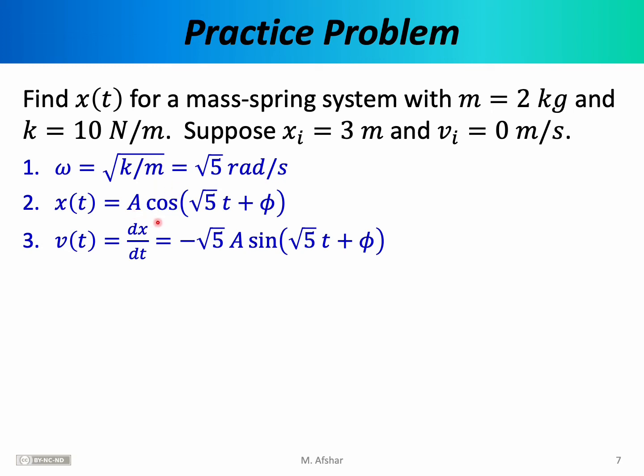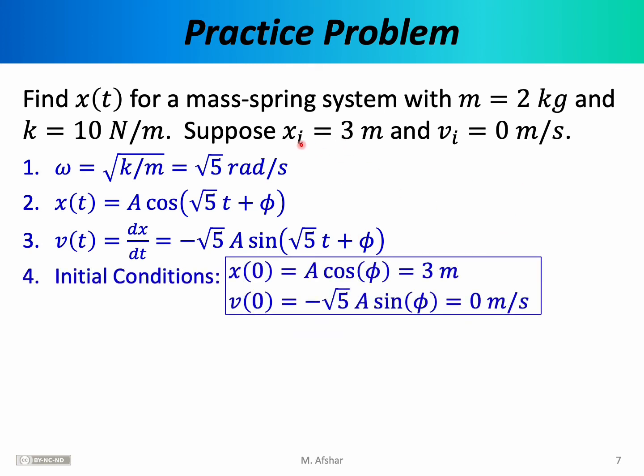Recall that the derivative of cosine is minus sine, but of course you also need to take the derivative of the argument, so you get a rad 5 out here. I still don't know what A and phi are, but I can now figure them out using the initial conditions.